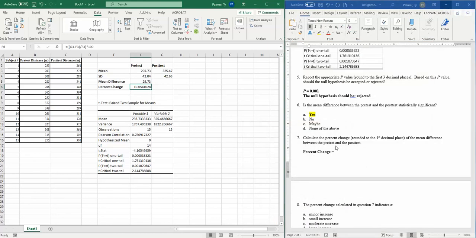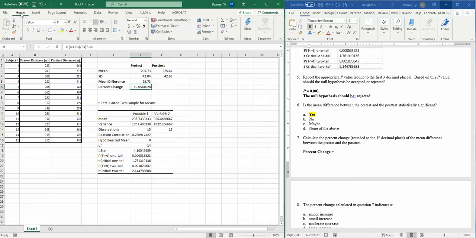If we go back to question 7, it says in parentheses, round to the first decimal place. So let's do that. Let's decrease the decimals. If we go to Home, and then go to that function again, decrease decimal, we can do that. We can decrease the decimal to where we have 1 decimal spot, 1 place to the right of the decimal. And in this case, we get a percent change of 10.1%.